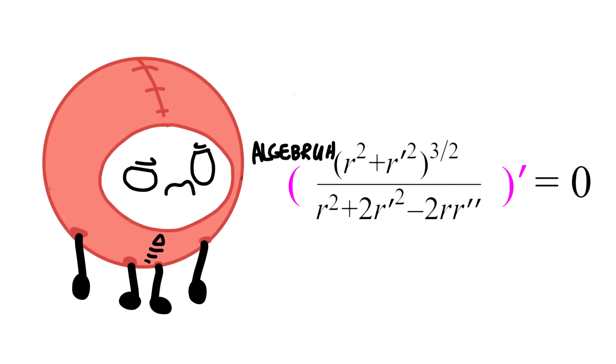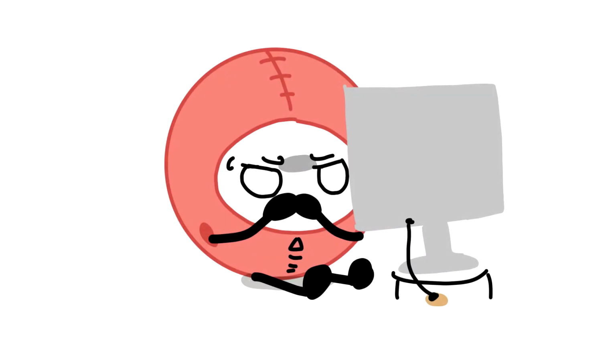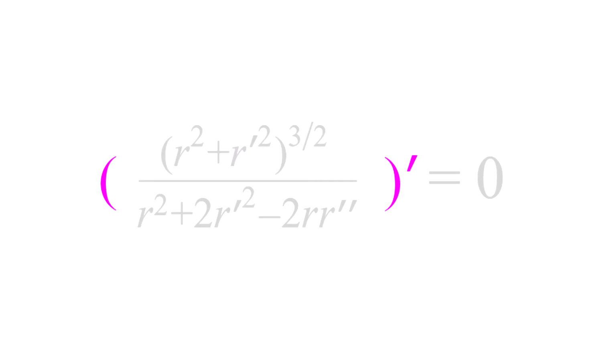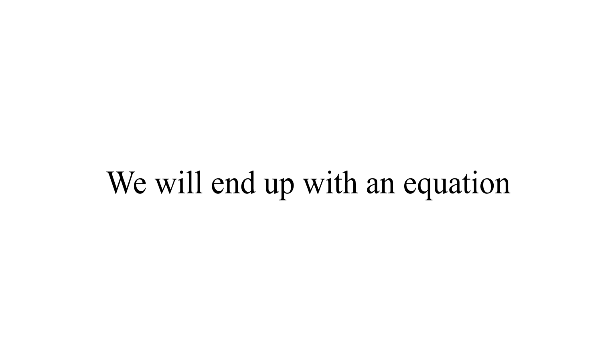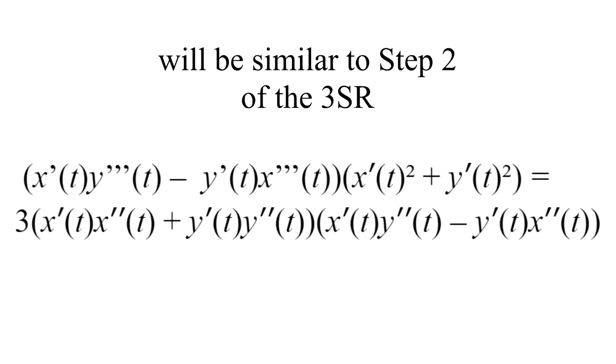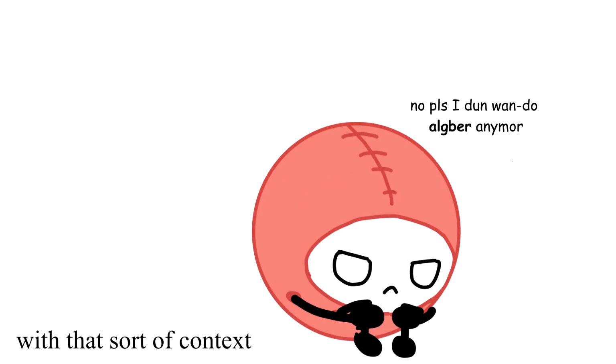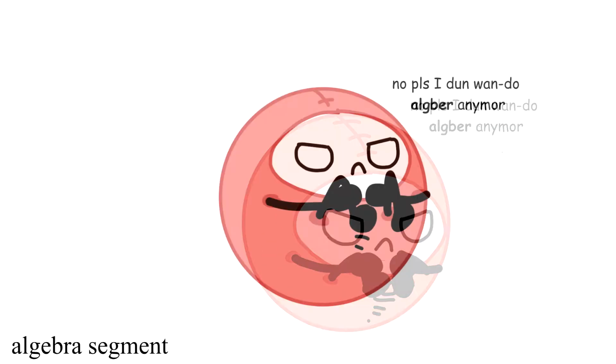And since this requires some massive algebra to achieve, I guess I have to record another algebra process. Because we're taking an expression's derivative and equating it to 0, we will end up with an equation that you may know will be similar to step 2 of the 3SR. With that sort of context, let the second algebra segment begin.